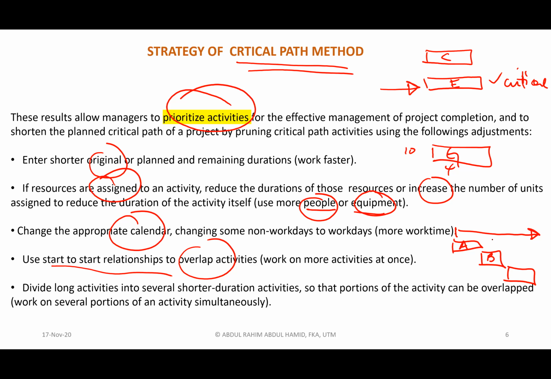Activity A and B, doing concurrently or with some overlapping, so that you can cut short the overall project completion. Instead of completing on this day, you reduce the remaining activities. Divide long activities into several shorter activities.